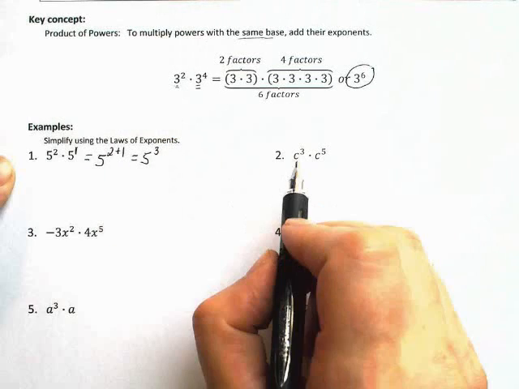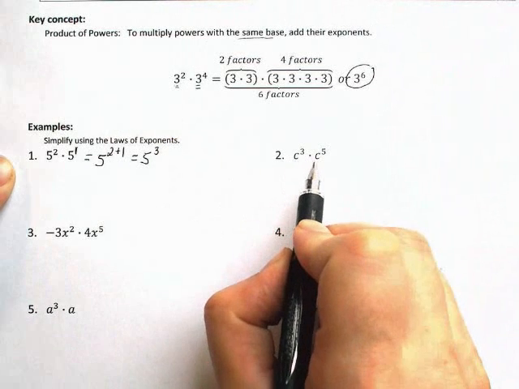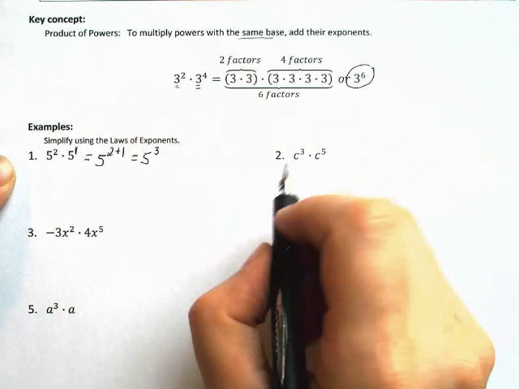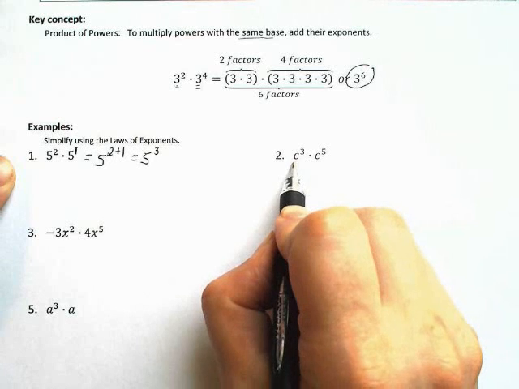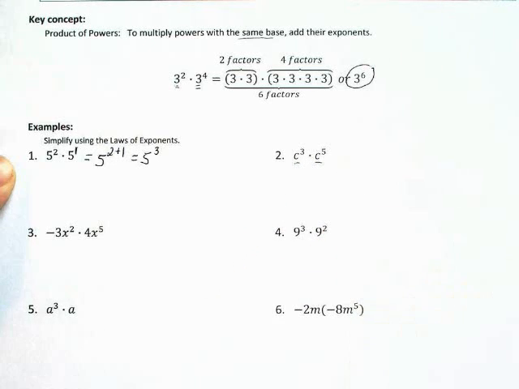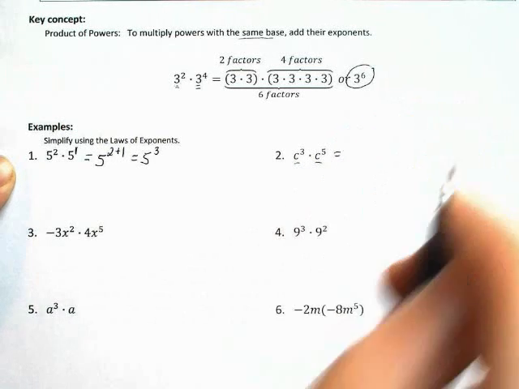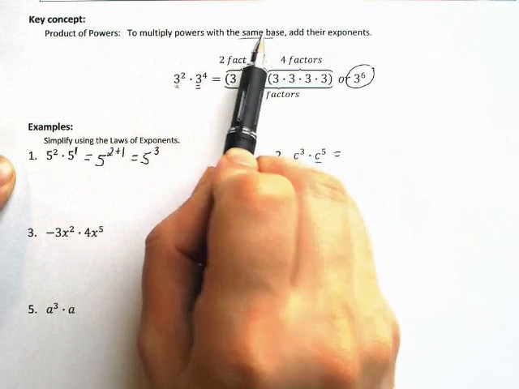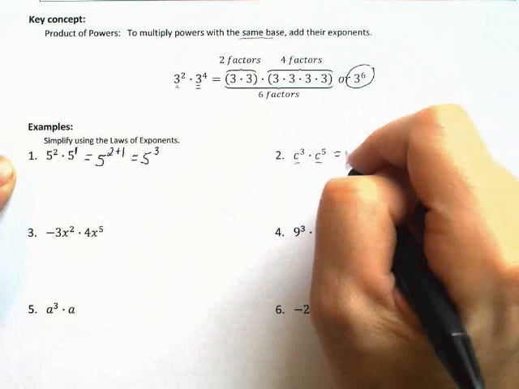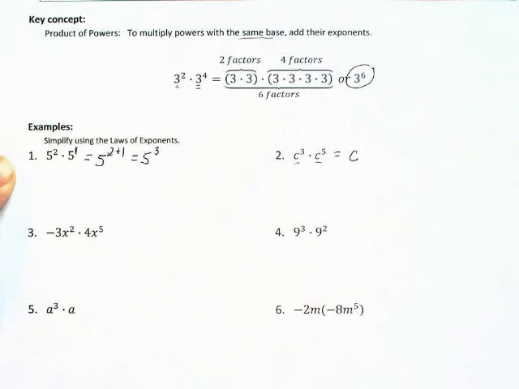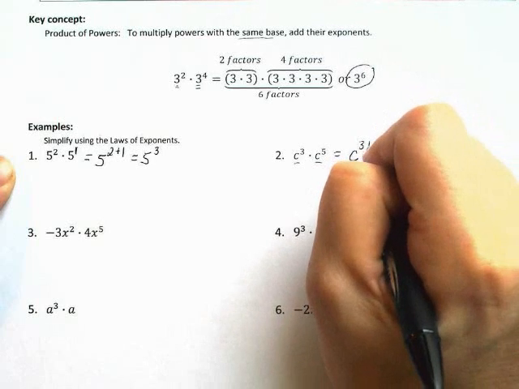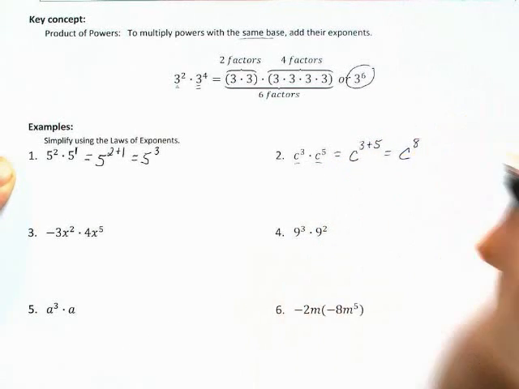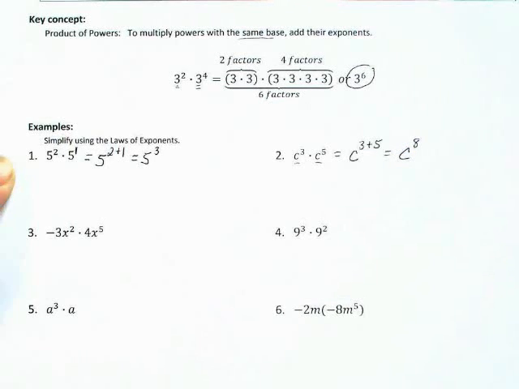As another example of this, the product of powers law will also work with powers that have variables in them. Okay? These have the same base, c, and here the base is c. And so the product of powers law says to multiply powers with the same base, add their exponents. So I write the base and then add the exponents. 3, add 5. And that makes an answer, c to the 8th power. Okay.